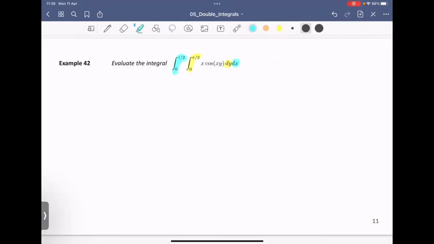Let's start with the inside part first. I want to integrate from 0 to pi over 2 of that thing, with respect to y. So x is constant, and basically you can pull out x. So you can integrate from 0 to pi over 2, and I pull out x, of cosine xy dy dx.